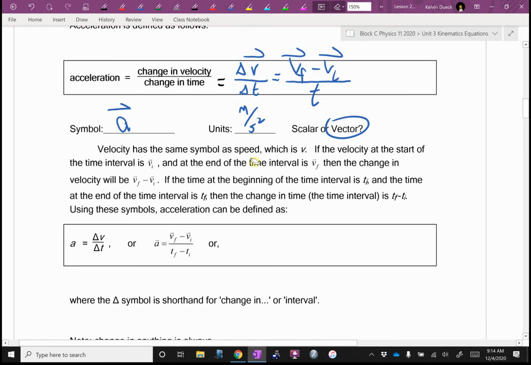Velocity has the same symbol as speed, which is V. V with a vector is velocity. V without the vector is speed. If the velocity at the beginning of an interval is VI for initial, and at the end is VF, change in is final minus initial, like we just said. You know what? In the box here, here's our equation for acceleration. A equals VF minus VI over T.